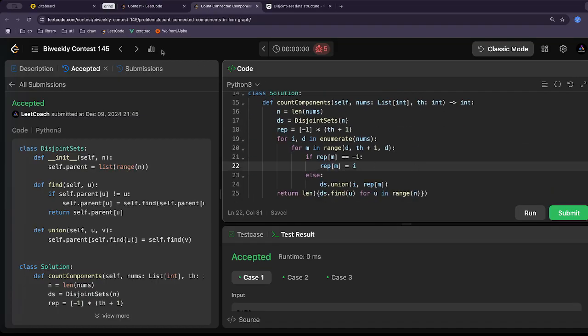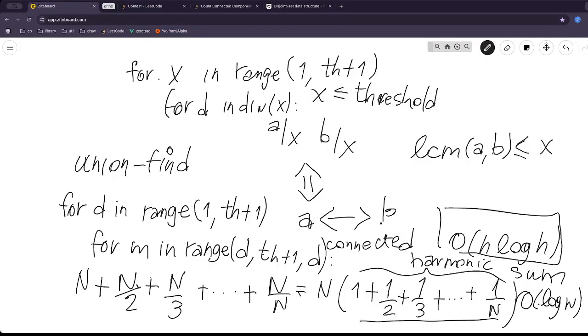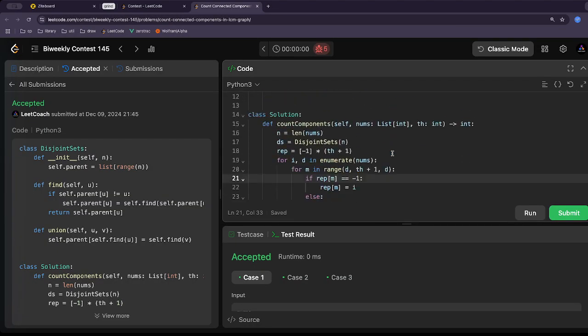Did you understand the solution? The idea, this was the key: if I consider any number x that is less than or equal to the threshold, and I consider any two divisors of x, then I know they must be connected in this graph, because their LCM has to be less than or equal to x, because it is the least common multiple, sorry. And so that meant we could go over all the divisors of all the numbers in that range and connect them with the union find data structure, and that's it. It wasn't very difficult, I think, this one.